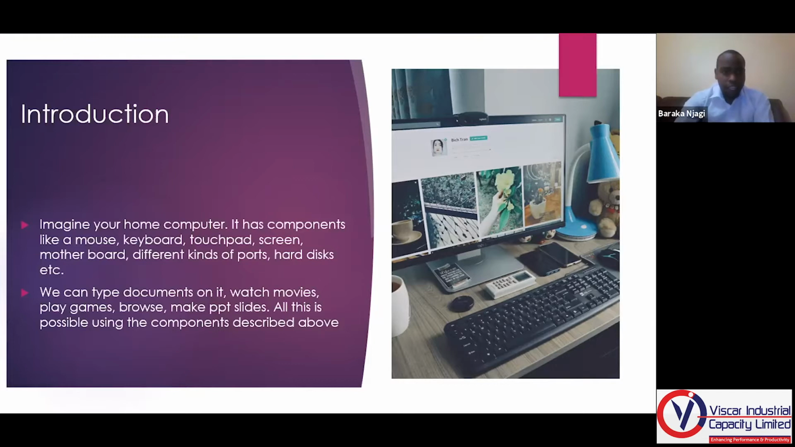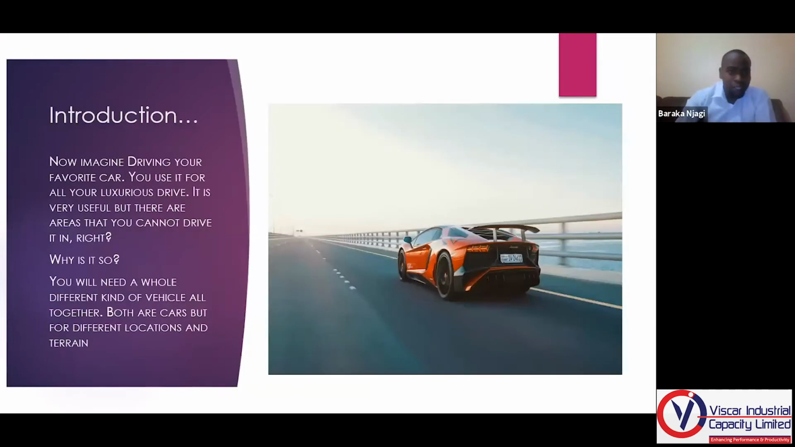If you take keen notice, I also want to introduce to you one of my favorite cars. Imagine driving this car that you see here, or your favorite car, for example. You can use it for your luxurious driving, but there are areas that you cannot drive, because different cars require different terrains. You might need a different car if you are to go to a mountainous region, a sandy region, or a swampy region. All those things are cars, but they are used for different locations and terrain.